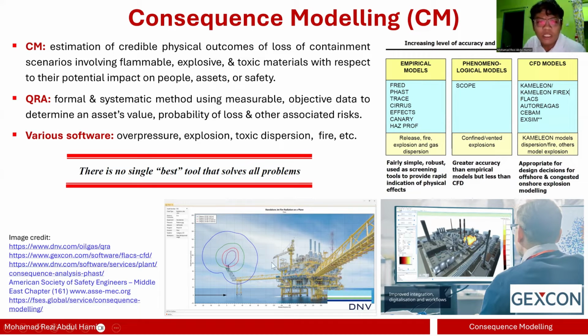I provide two images here, examples of consequence modeling software. This one on the left is called FAST software. It's a consequence modeling software developed by DNV. In the images here, as you can see, they want to simulate how much heat is being radiated when they put their flare system at this platform. So they can simulate that, and then maybe they will decide where they're going to put the quarters, where people live, and whether this is going to have an effect on the equipment or maybe humans.